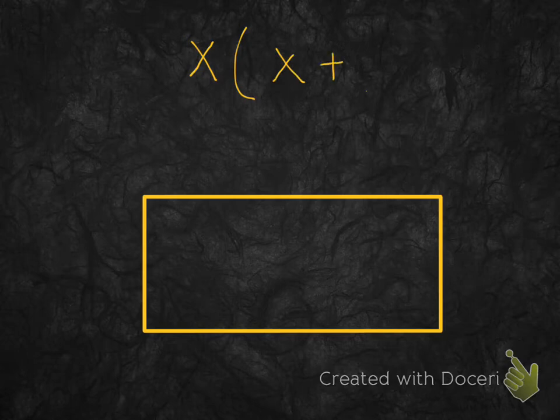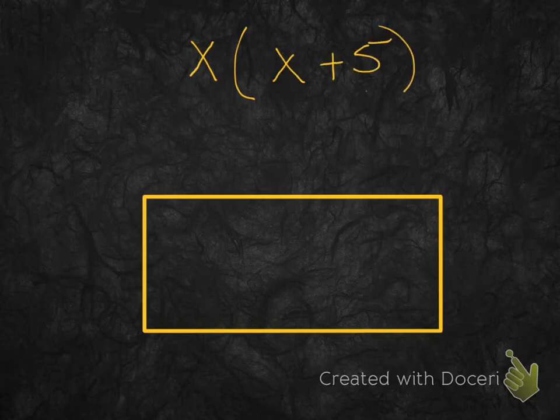Now, let's try another one. This time I want to give you the rectangle, because this is how you're going to start off. I'm going to give you the rectangle, and I'm going to give you the setup. I'm not going to give you a word problem. I'm actually going to tell you, I want you to multiply two numbers together. I want you to multiply x times, let's say, x plus 5.